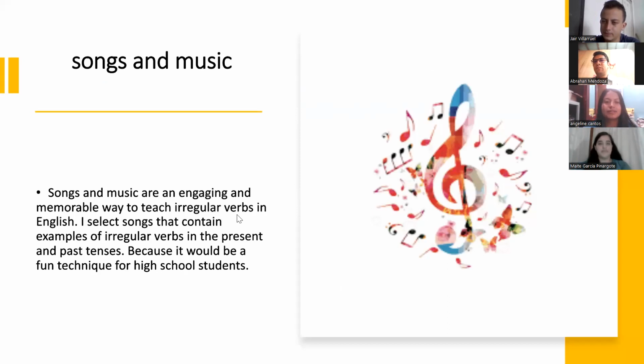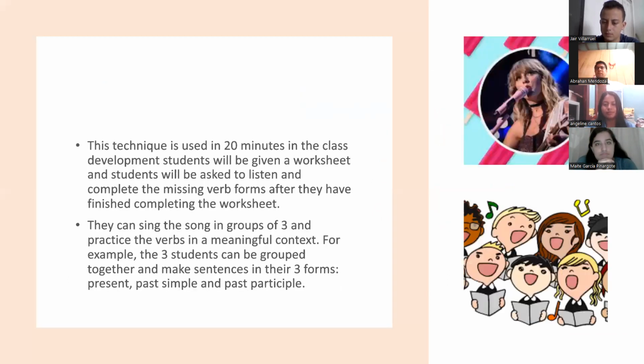Songs and music. Songs and music are an engaging and memorable way to teach irregular verbs in English. I select songs that contain examples of irregular verbs in the present and past tense because it will be a fun technique for high school students. This technique is used for 20 minutes in the class development.